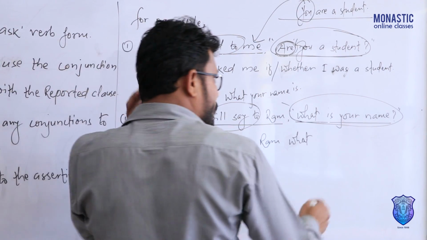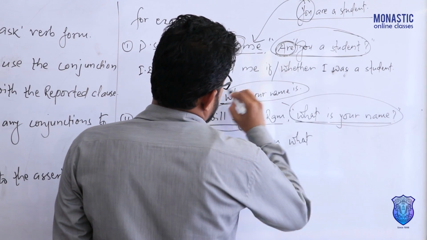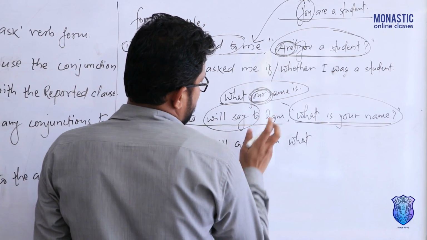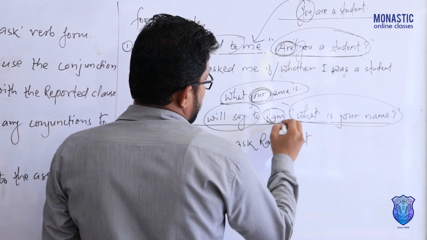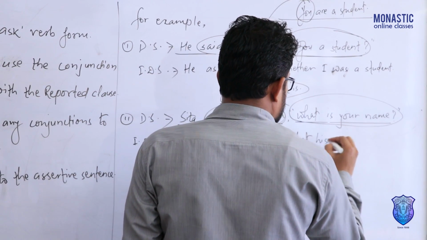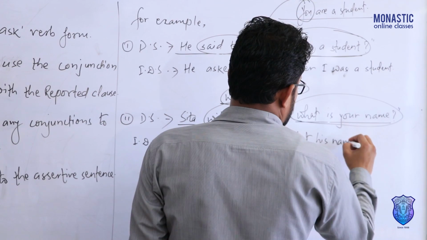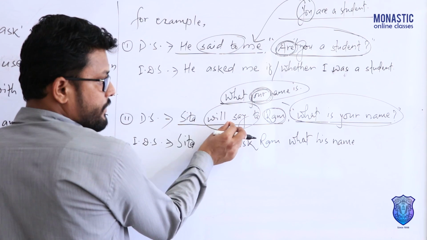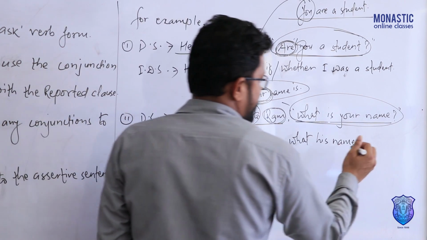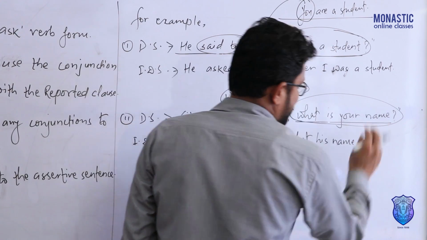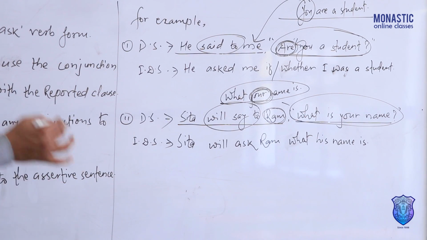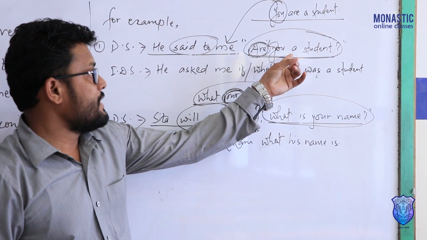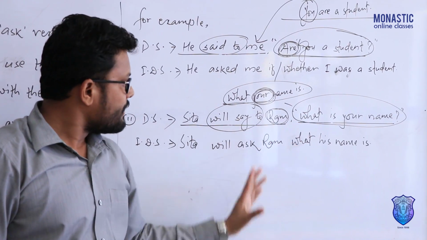Here you can find what, and then the assertive sentence is your name. So this your is second person, so it should be changed according to Ram. Ram's is his. Then name, according to the change of tense rule, the reporting verb is in future tense, so there should be no change of tense. And it becomes what his name is. This is the way you can change the interrogative sentence. If you find that there is an interrogative sentence mentioned in the reported clause of DS, then you can change it into IDS in this way.